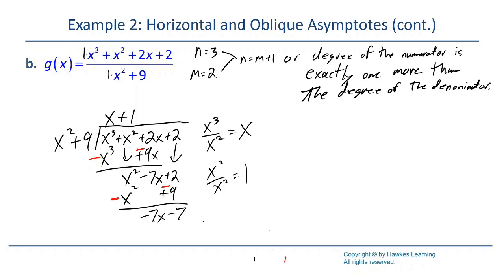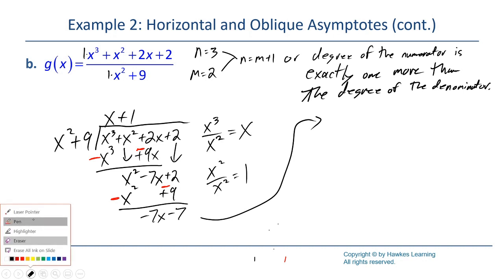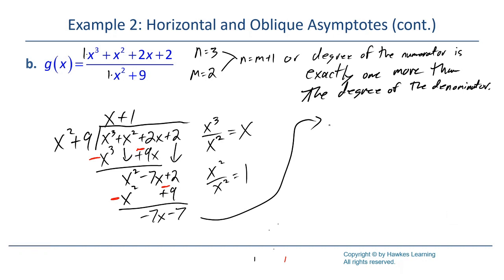And now I want to show, because I didn't do this before, g of x, because that's all I did. I did division, so this is the same function. So g of x is equal to x plus 1 plus negative 7x minus 7 divided by x squared plus 9.